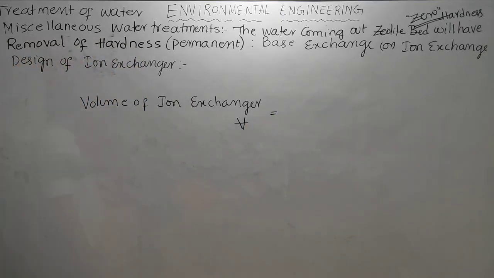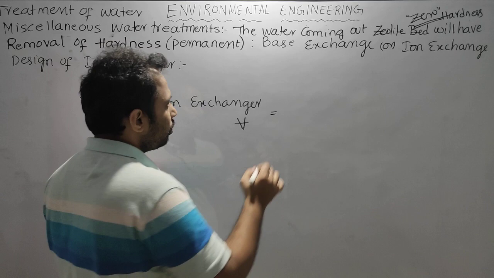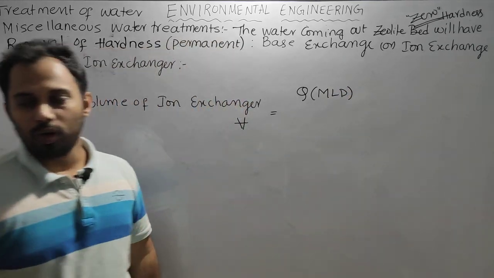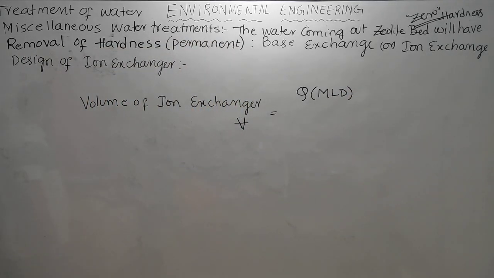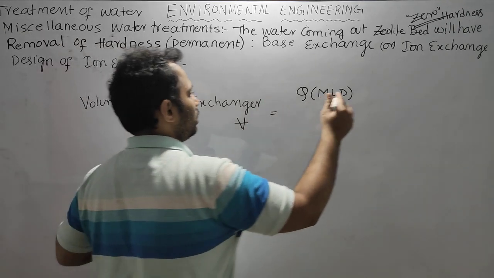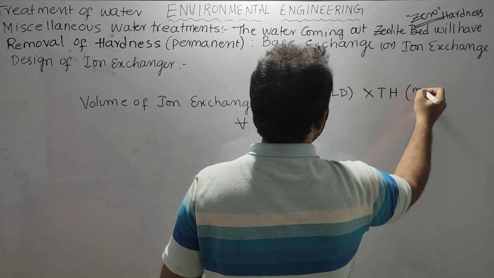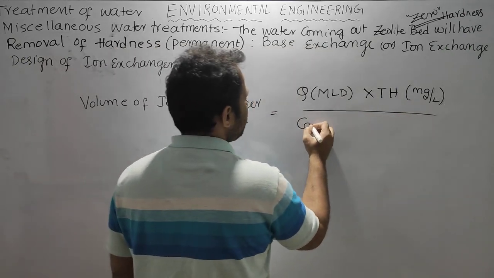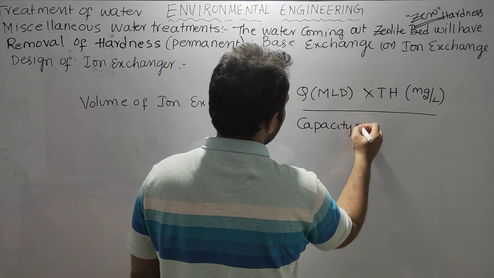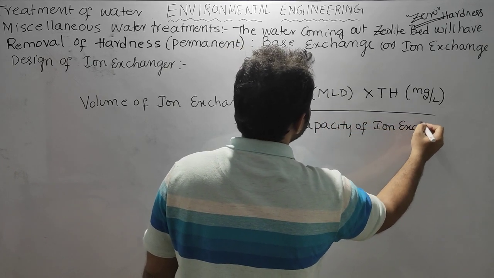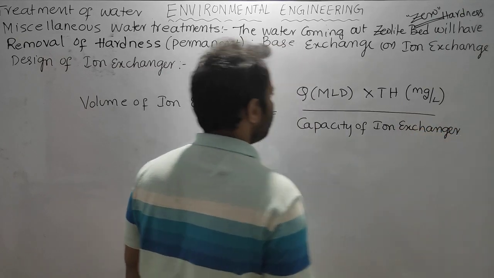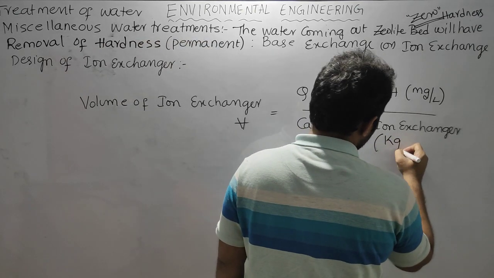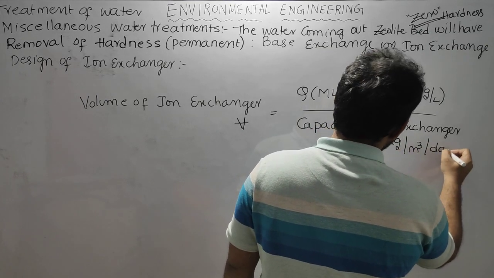Volume of ion exchanger is equal to Q, the incoming water, that is the discharge in MLD, times the total hardness in mg per liter, divided by the capacity of ion exchanger in kg per meter cube per day. So we need to bring them into uniform units.